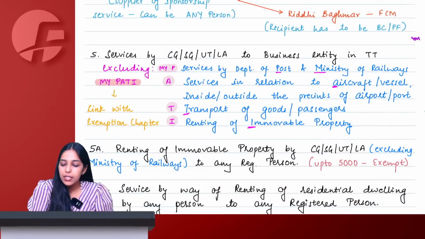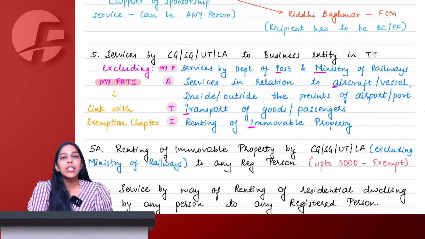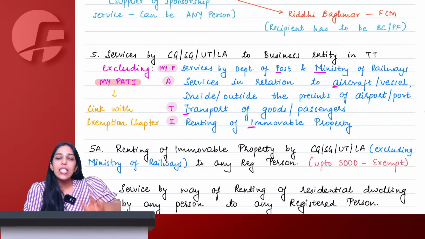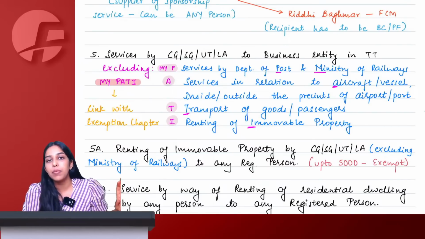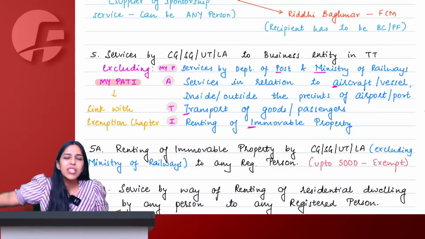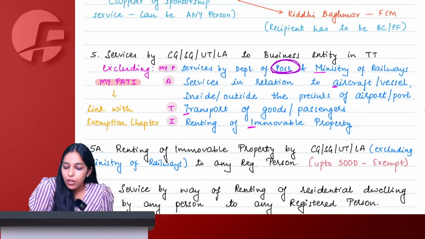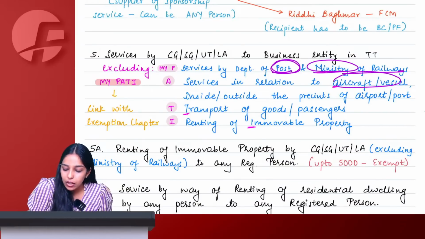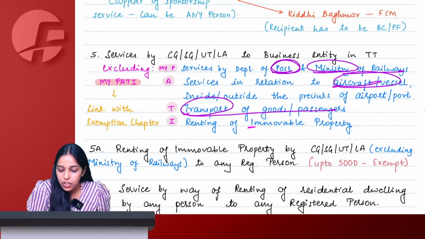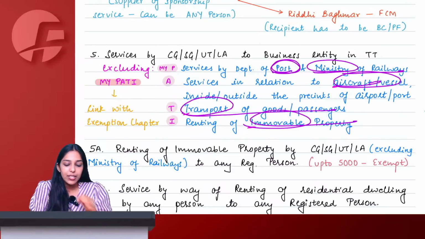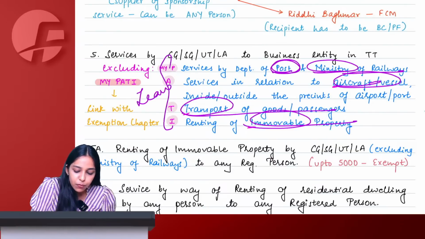The entry simply says "except for" certain services. So you just leave those in the charge chapter; we will catch up with them again later in the exemption chapter. Services by Department of Post, Ministry of Railways, aircraft, vessel, transportation of goods, passengers and immovable property. You can simply leave these entries for now.